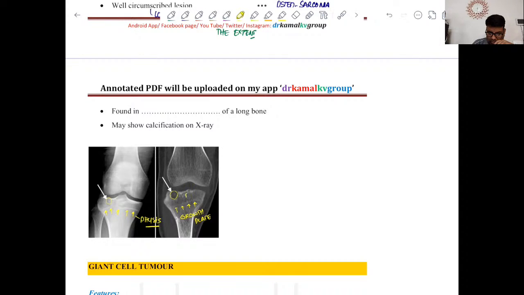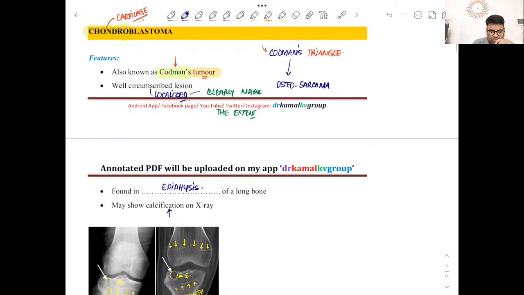And this area is what? Epiphysis. So the tumor is occurring from the epiphysis, right? Similarly, you can see the physeal or growth plate of the lower end of femur also. So this tumor is located in which area? This is epiphysis, and sometimes it might show calcification. Again, not an important feature, right? So chondroblastoma, Codman's tumor, epiphyseal. Just remember these three words.